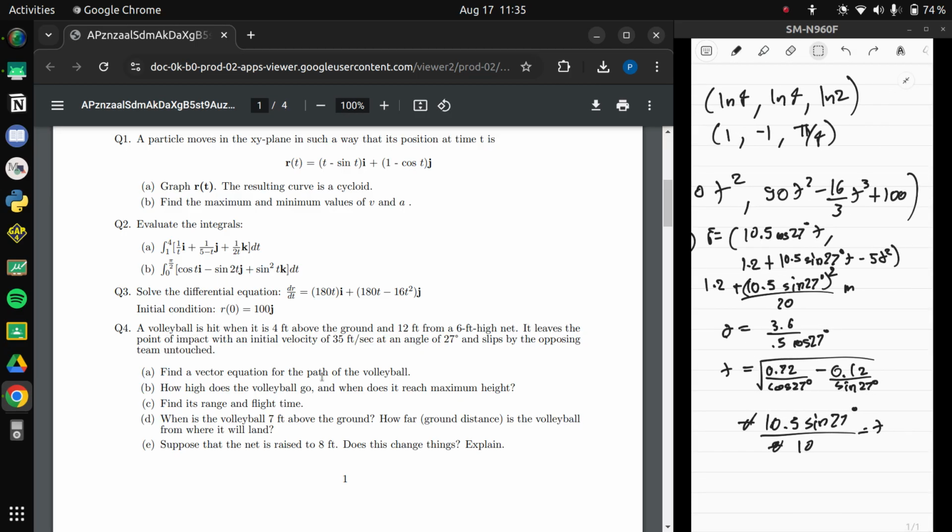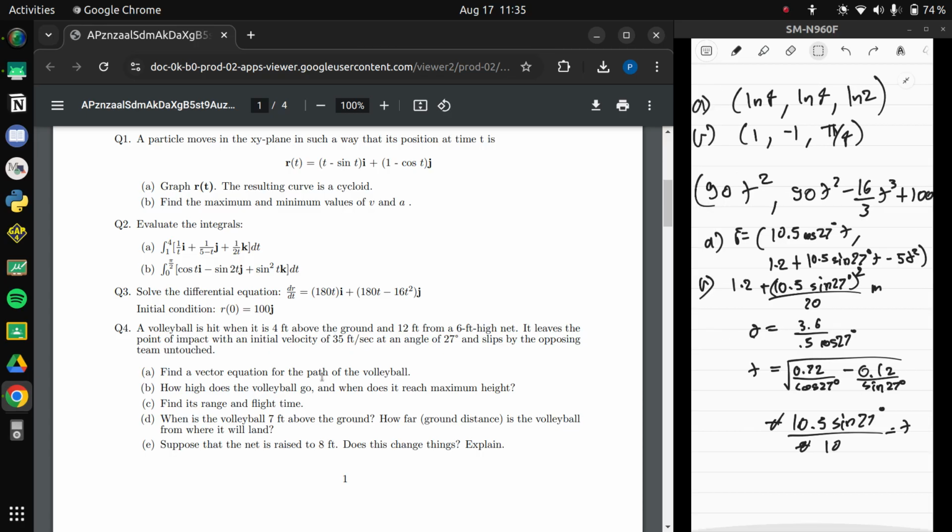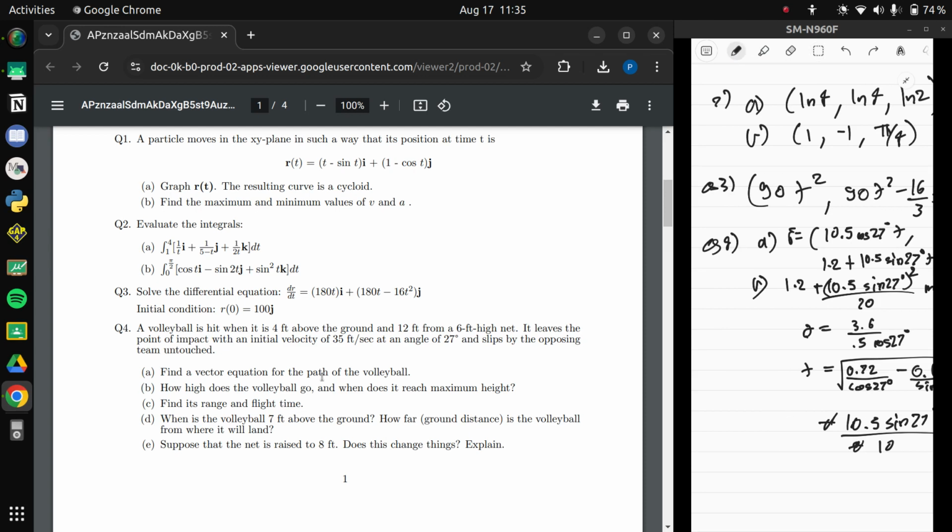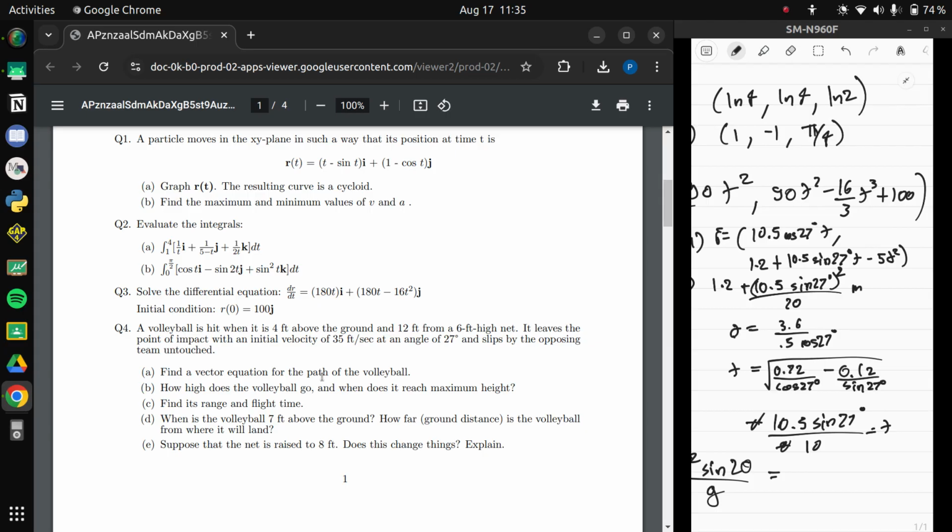So it's gonna be 0 at what location? So you don't really need that, do you? No, you have the formula. So it's just gonna be u square sine of 2 theta upon g, if I remember correctly. Yeah, it's probably that. So initially it's 35 feet per second, which happens to be 10.5, so just 10.5 squared sine of 2 theta.